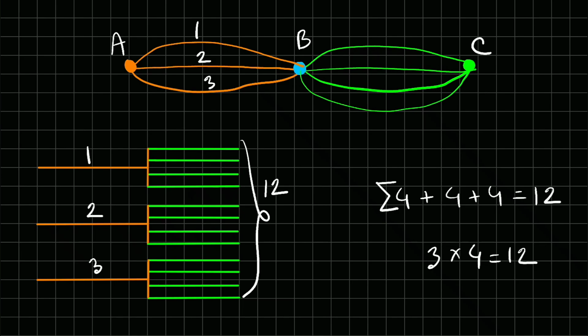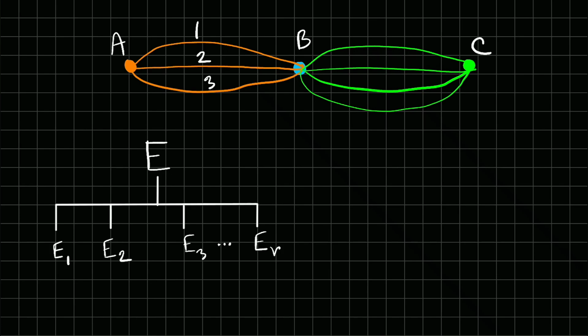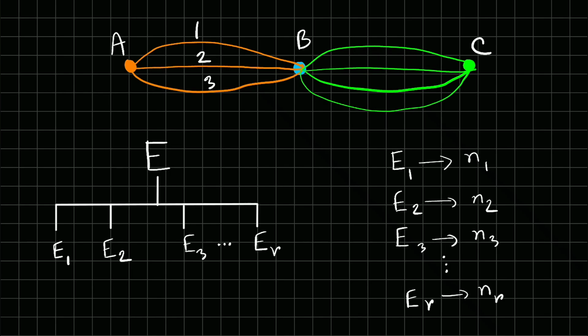In general, if we have an event E that we can divide into several ordered sub-events E1, E2 up to Er, where E1 can happen in N1 different ways, E2 can happen in N2 different ways, up to Er can happen in Nr different ways, then the total number of ways the original event E can happen is N1 times N2 times N3 times up to Nr different ways. This principle is known as the multiplication principle.